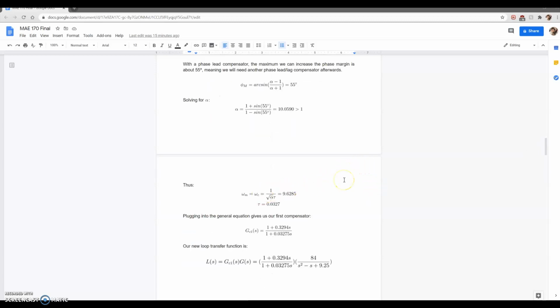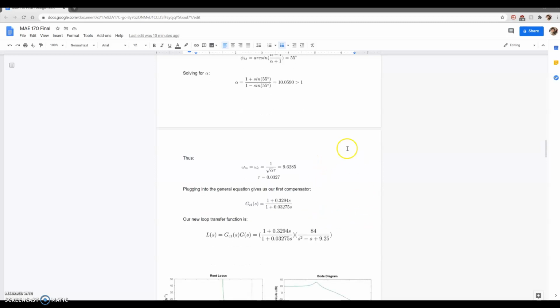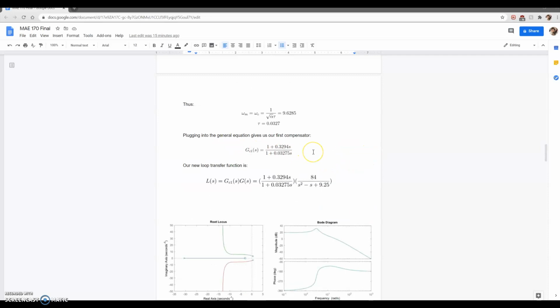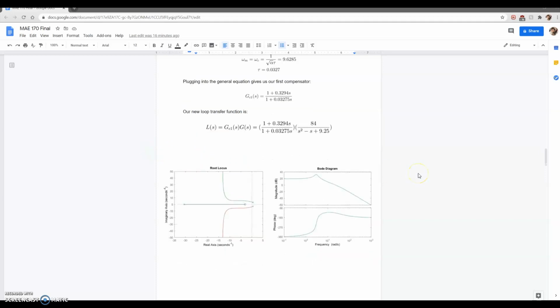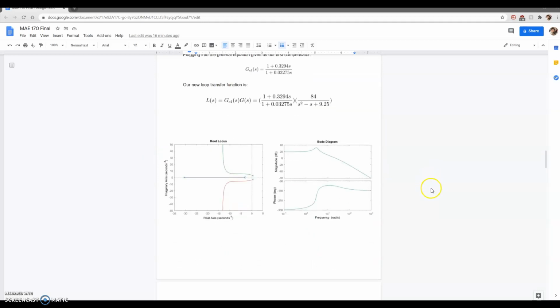Then I solve for the other variable, tau, using my alpha and the current crossover frequency, and tau gives me a value of 0.0327. And into the general equation for a compensator, I get this transfer function for my first compensator. So I have basically our current loop transfer function of GC1G shown here, and I plotted the root locus and the Bode diagrams, which are both below.